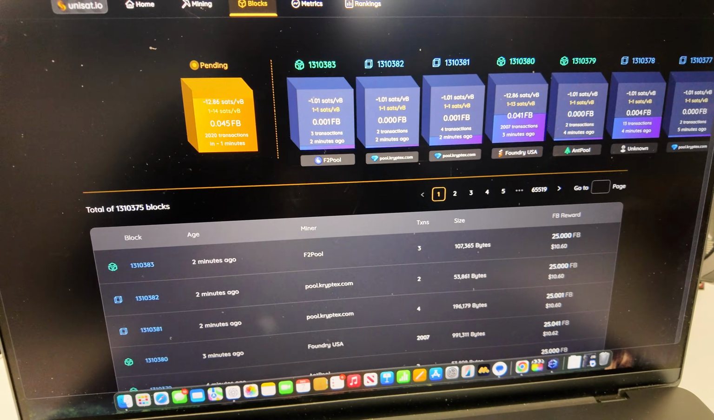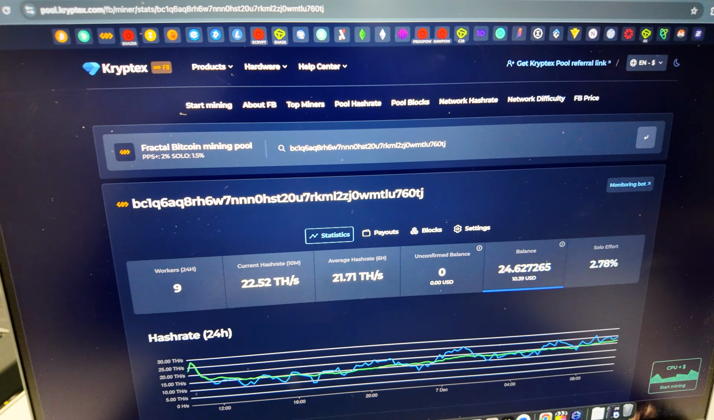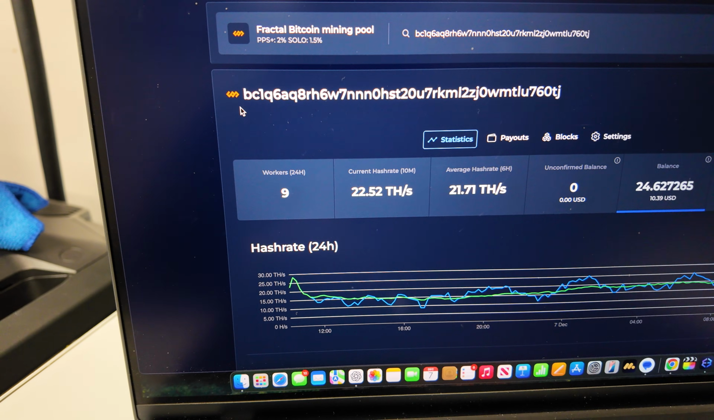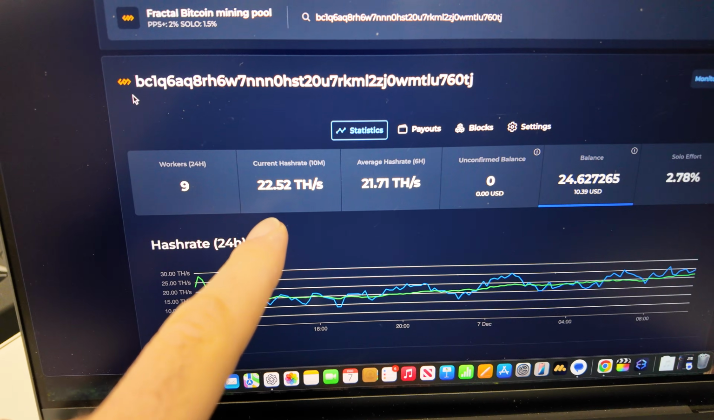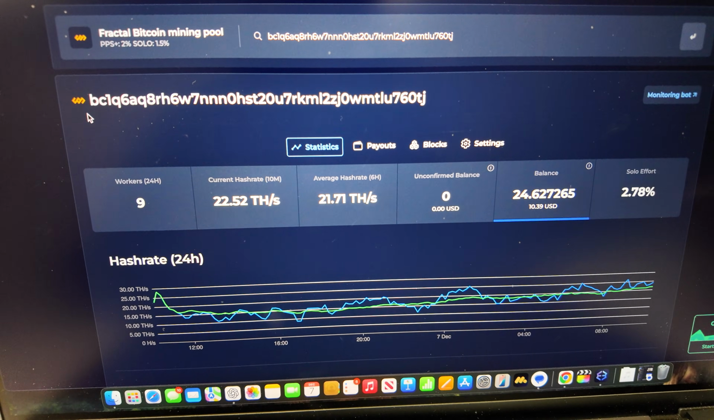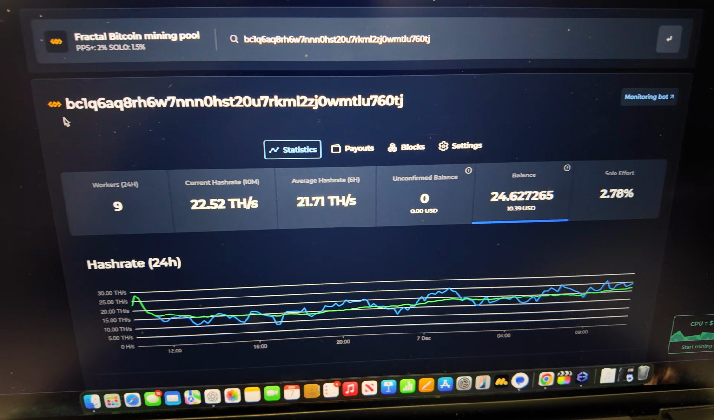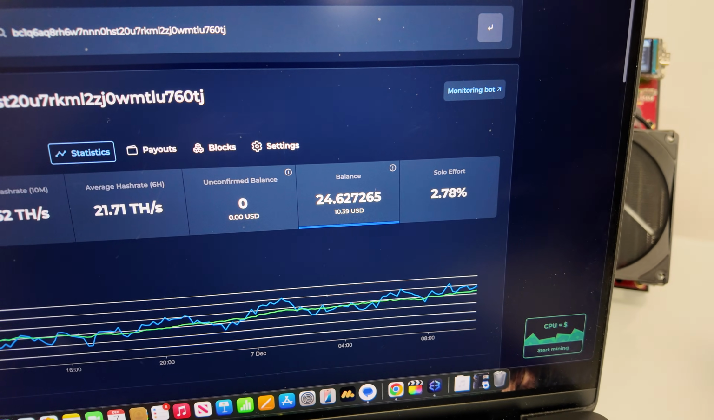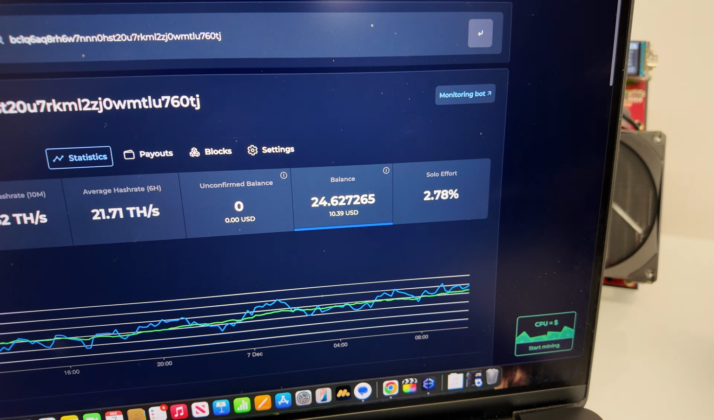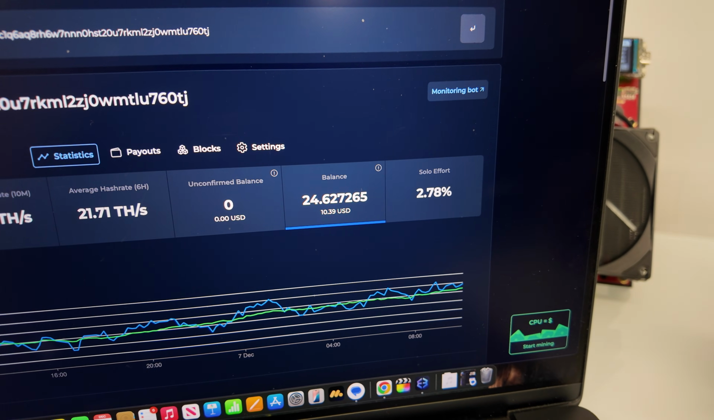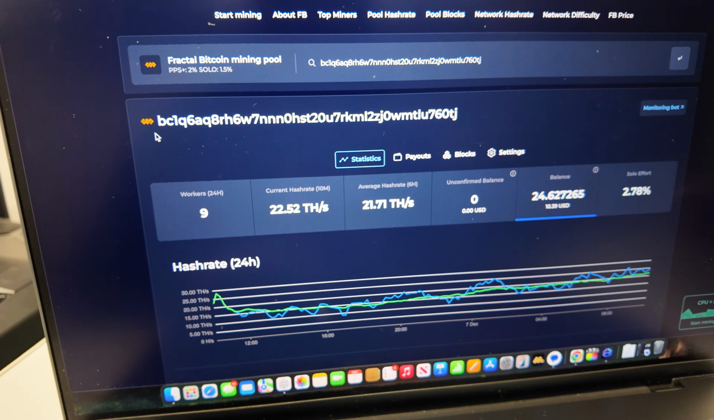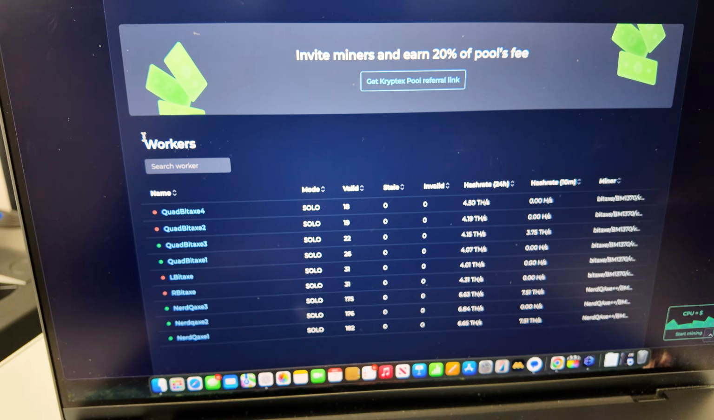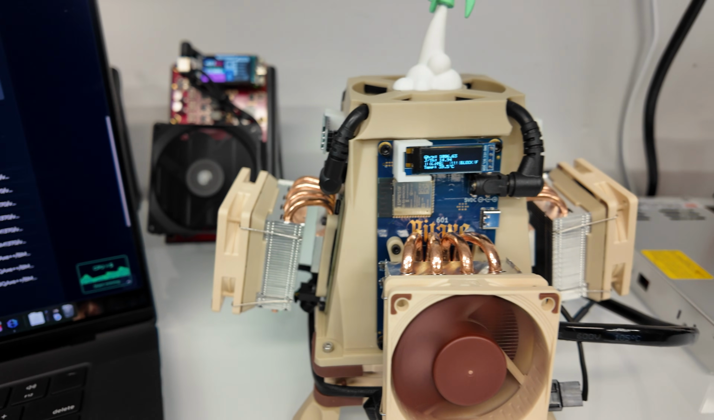And if we go into Uniscan, well, actually, first let's go to Cryptex. You can see here I had nine miners working. This one usually is not that accurate. The 6 hour one tends to be more accurate, 21.71 terahashes per second, unconfirmed balance is zero. And there we go, 24.627 Fractal BTC after the fees. Payout is $10.39. I mean, you guys gotta admit, I know people say lottery mining is a waste, but hey, $10.36 payout for something that only uses 16 watts.